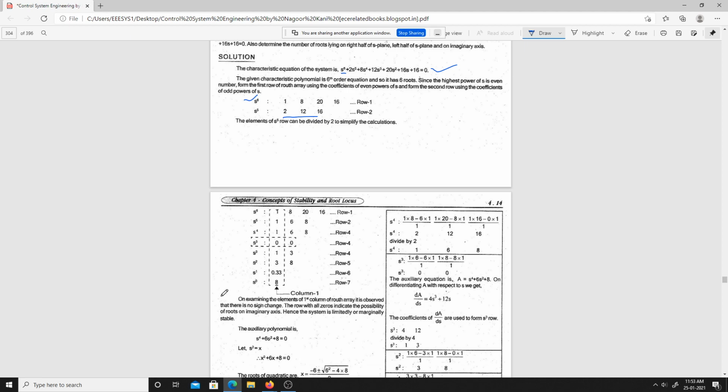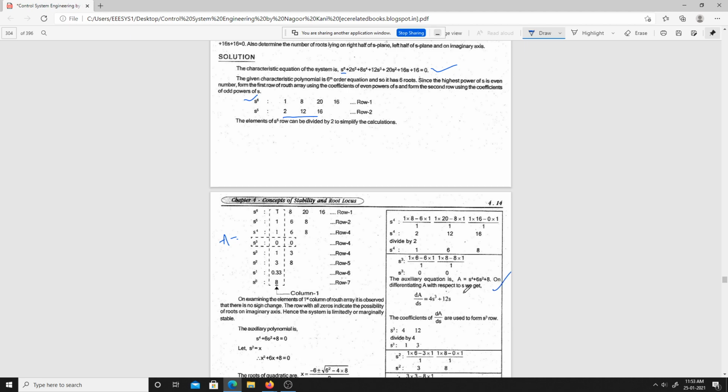So what happens if the s power 3 row is all zeros? There will be the existence of an auxiliary equation. If this row is 0, we are supposed to take the row above it. The row above is how we write the auxiliary equation: A equals s power 4 plus 6s square plus 8. Is it clear? This is the auxiliary equation we are having.